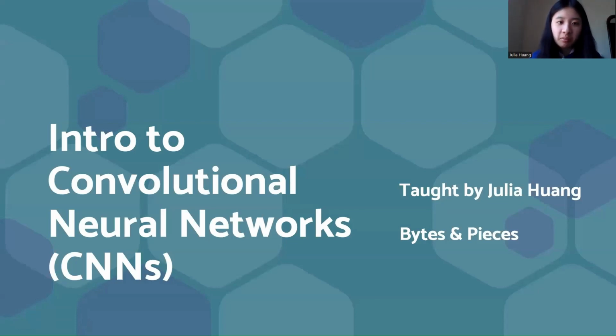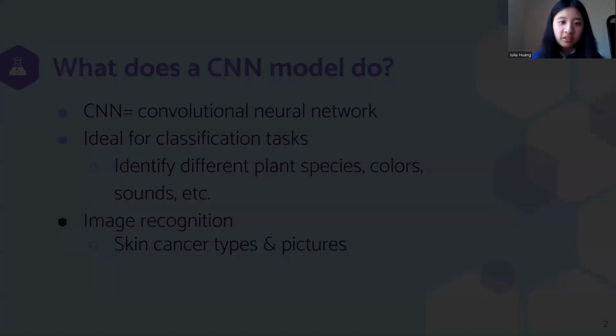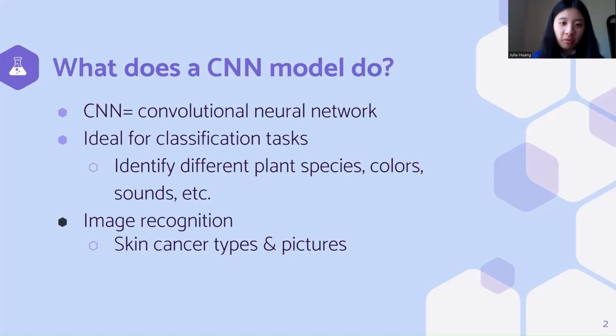So today I'm going to be explaining Intro to CNNs, or convolutional neural networks. So what are CNNs? They're basically a type of neural network that's used in machine learning tasks, for example, in trying to classify or recognize images. They can say, this is yellow, this is blue. They can say, this is a dandelion, this is a rose.